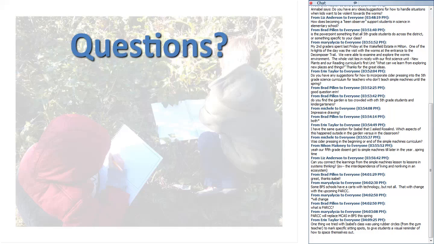Yeah, okay, so that's definitely come up. I want to point out to everybody on the webinar that there's a comment down in the chat box from Erin, who's worked with Isabel's class. One thing we tried with Isabel's class was using rubber circles from the gym teacher to mark specific sitting spots to give students a visual reminder of how to space themselves out. Isabel, how did that work out?